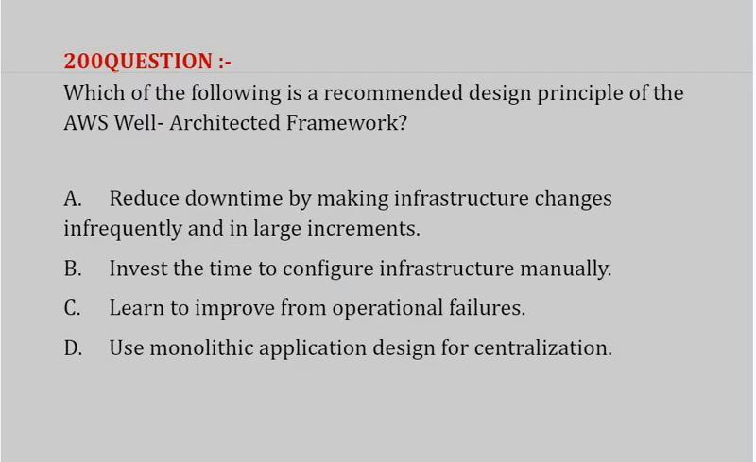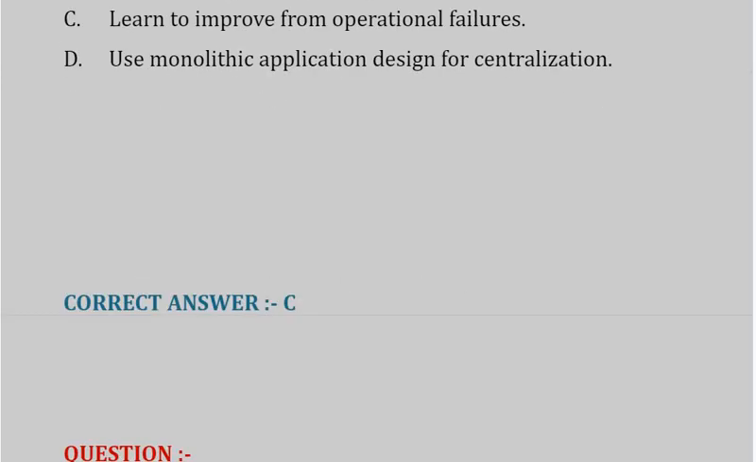Question is, which of the following is a recommended design principle of the AWS Well-Architected Framework? Option A. Reduce downtime by making infrastructure changes infrequently and in large increments. Option B. Invest the time to configure infrastructure manually. Option C. Learn to improve from operational failures. Option D. Use monolithic application design for centralization. Correct answer is option C.